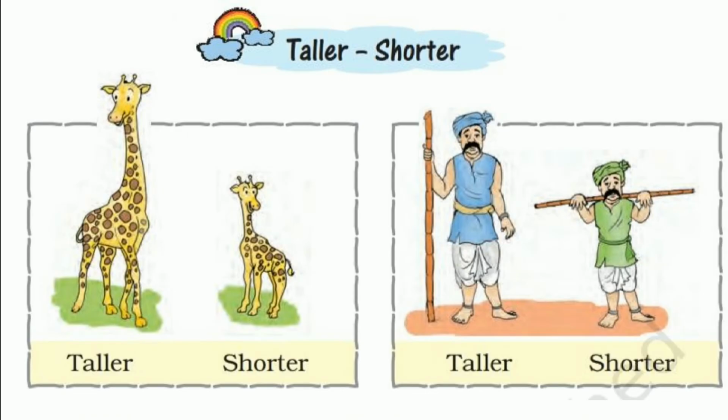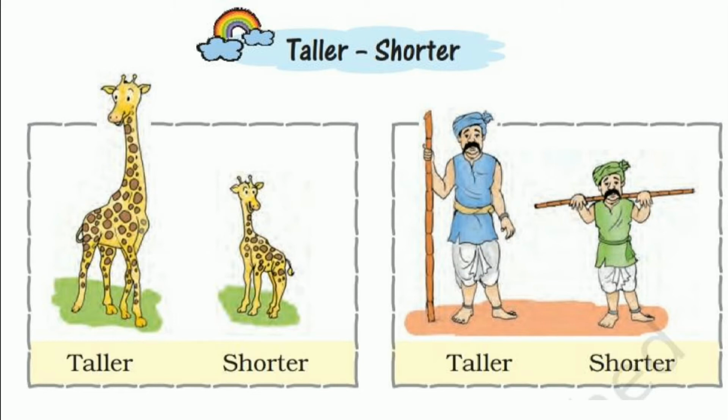Next, taller, shorter. Children, here we are going to compare between two objects. In the first picture, you can see there are two giraffes. Between two giraffes, the first one is tall and the second one is short. So when we compare, we say the first giraffe is taller than the second one. And the second giraffe is shorter than the first one.